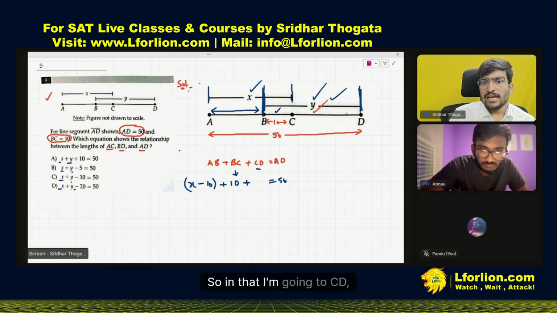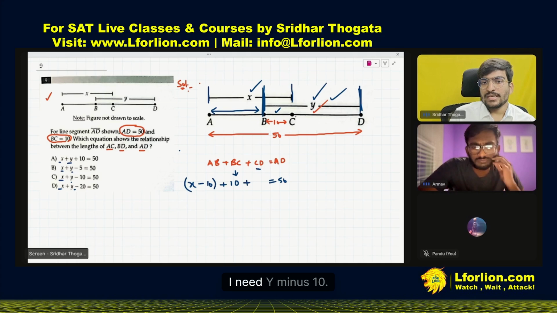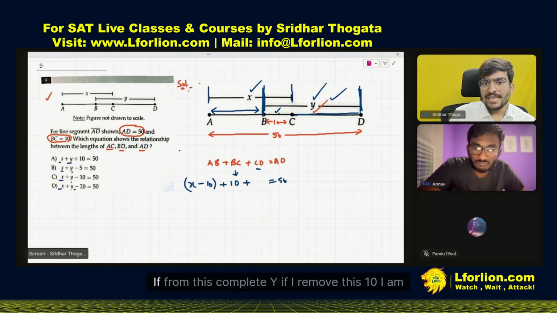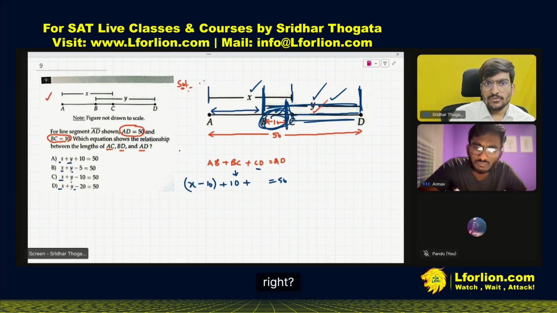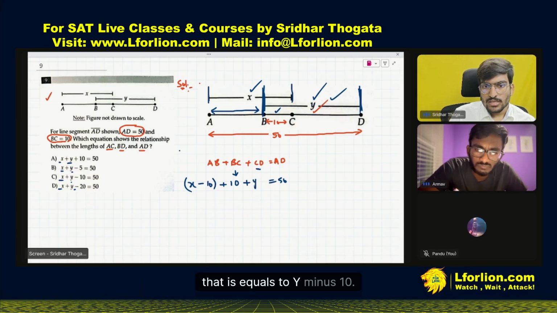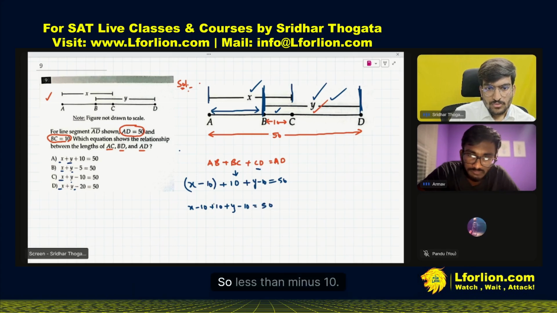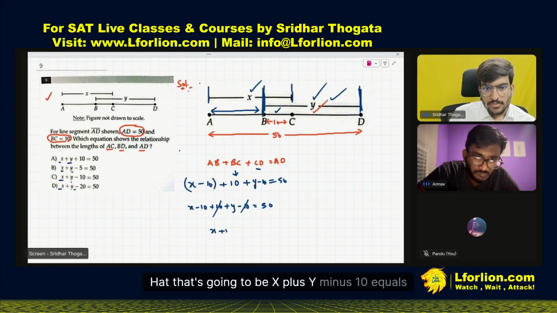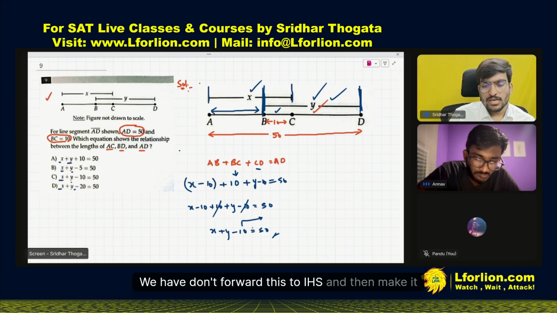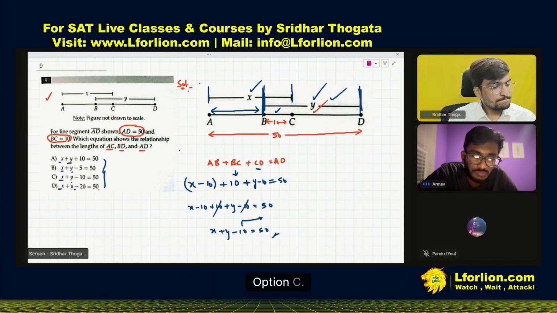So in that I'm going to CD. I need Y minus 10. If from this complete Y, if I remove this 10, I'm going to get CD, right? So that is equal to Y minus 10. So X minus 10 plus Y minus 10 equals 50. So plus 10 minus 10 cancel, that's going to be X plus Y minus 10 equals 50. We have to forward this to RHS and then make it 60, because you see the options, all of them in the 50s. Option C.